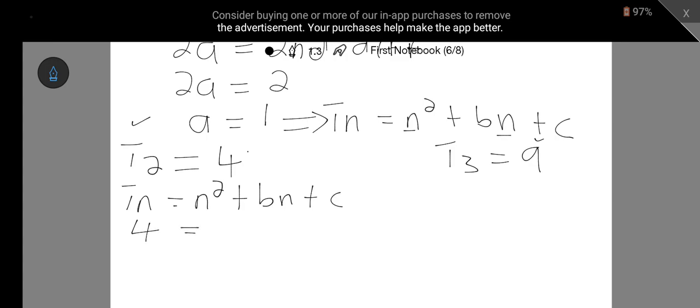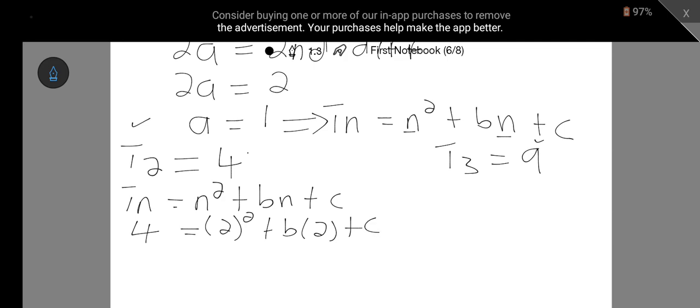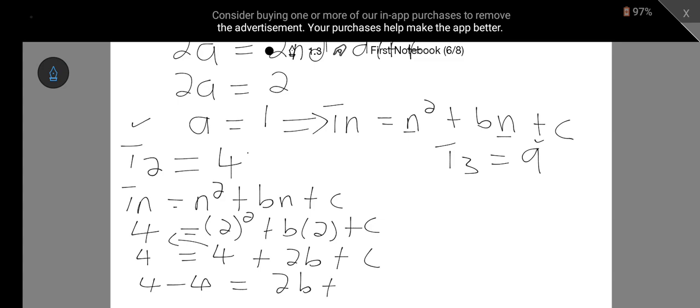And then n stands for the position. This is T2, so for n we're going to plug 2. This means position 2. Then it's going to be 2 squared plus B times 2 plus C. Then 4 is equal to 2 squared, which is 4, plus B times 2, which is 2B, plus C. Now we're going to take this 4 to that side. Then it's going to be 4 minus 4 is equal to 2B plus C.